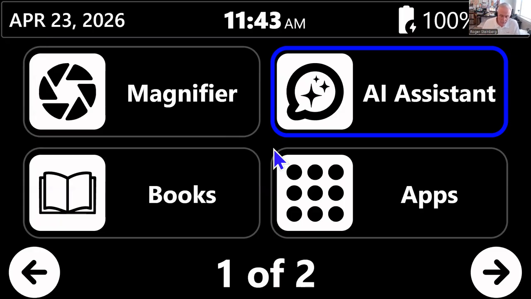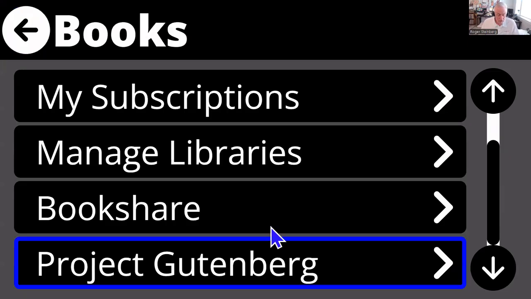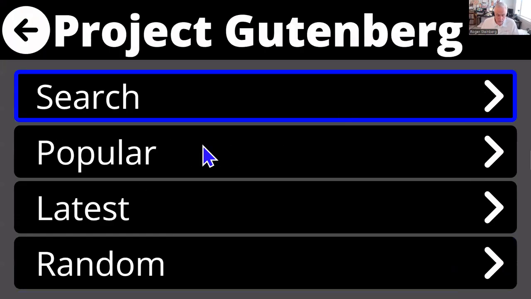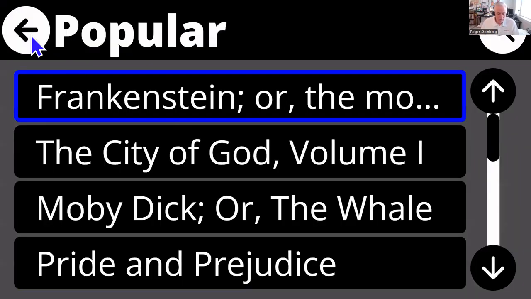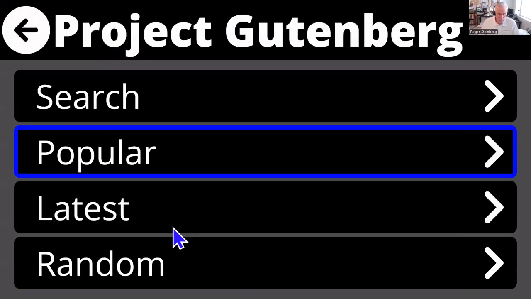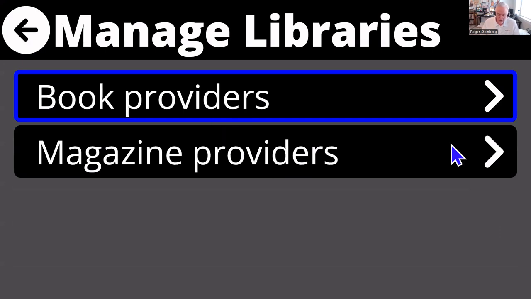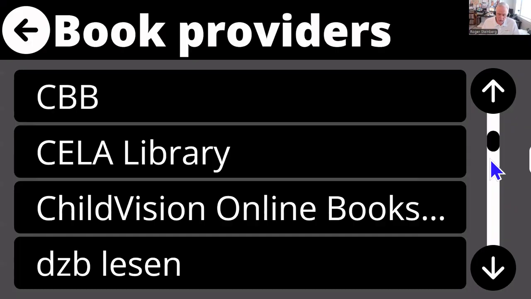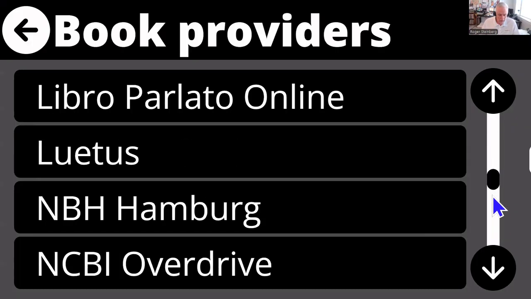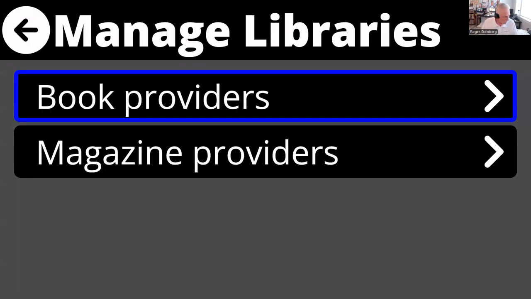And we have a books application here that allows you to bring in books from sources like Project Gutenberg, where you can go and search the available books there, download them, and read books that are available from different sources. I'll quickly open Manage Libraries. Here you see Bookshare in the list there. We have a number of book providers that we interface with globally. I'm just quickly scrolling through the list there. I know it's quick, but those are available to you to sign up for and utilize as well.